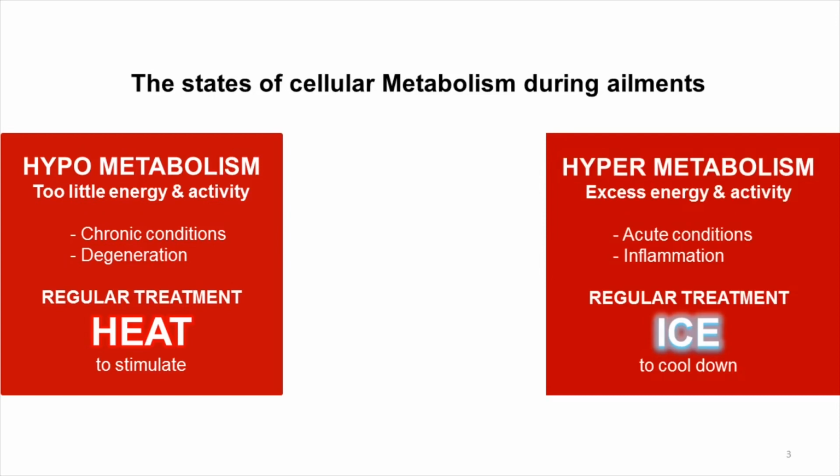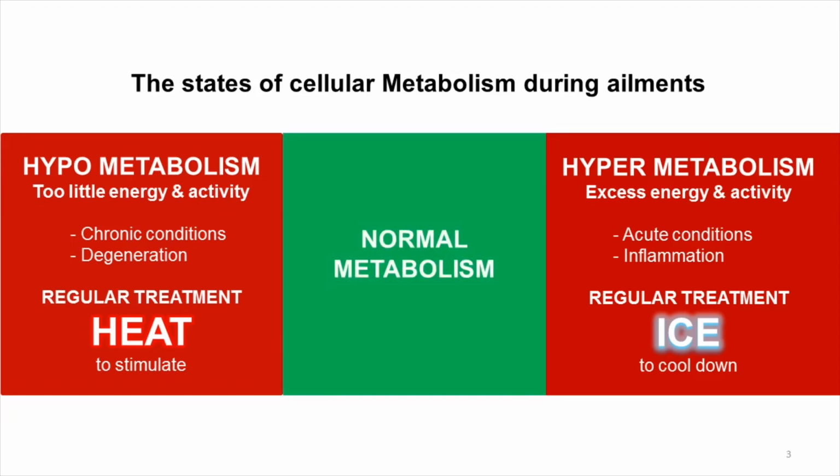And on the other side, you have hypermetabolic conditions where there's too much energy and activity, and this is found in acute conditions, inflammation and swelling. And for the regular treatment, there are many treatments, but an example is ice or cold treatments to cool down metabolism. In the middle of this, where you have a normal metabolism, this is where the body regains its ability to heal and repair the tissue.